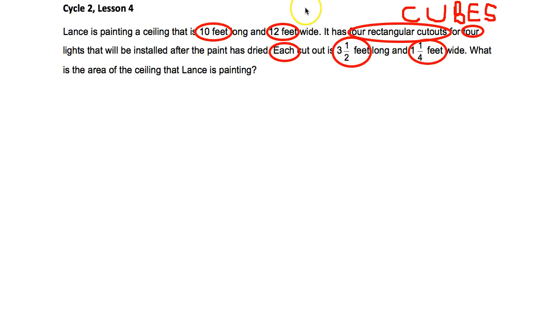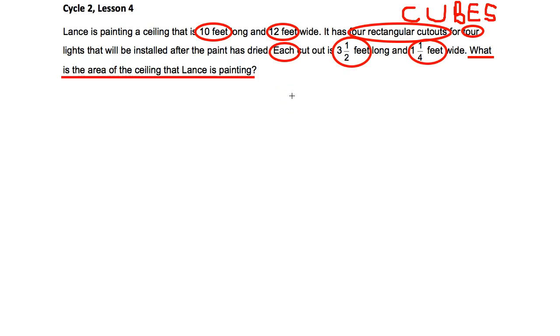Next, I'm going to underline what it is that I ultimately have to do. And here, I have to answer this question here: What is the area of the ceiling that Lance is painting? So that's the question I'm going to have to finally answer.